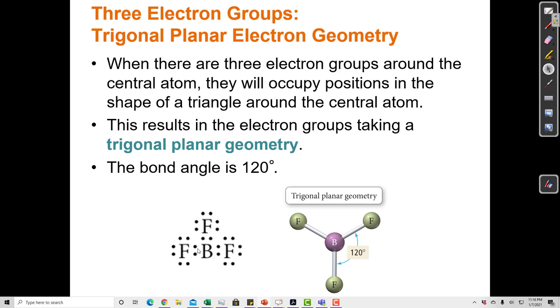So the two bonds get as far away as possible, which is 180 degrees. But when I have three bonds, as far away as possible is 120 degrees. If this group right here tries to get any further away from this one and make that angle bigger than 120, then it's actually making this angle right here smaller than 120. So I have 120, 120, 120. That's as far apart as these three groups can get.